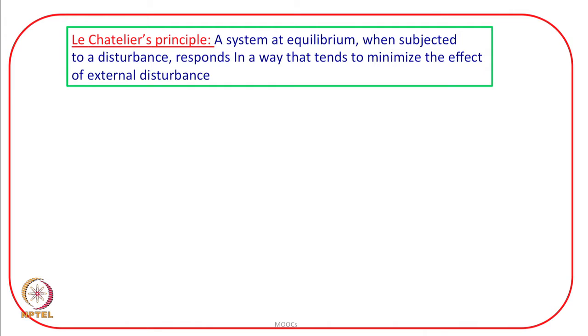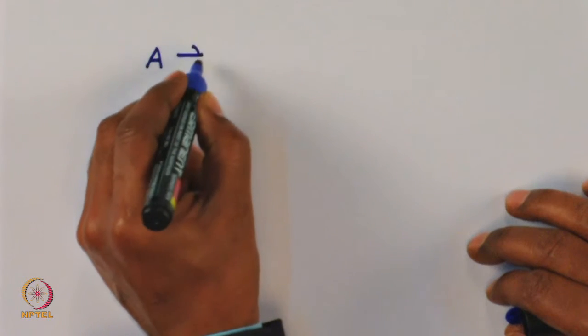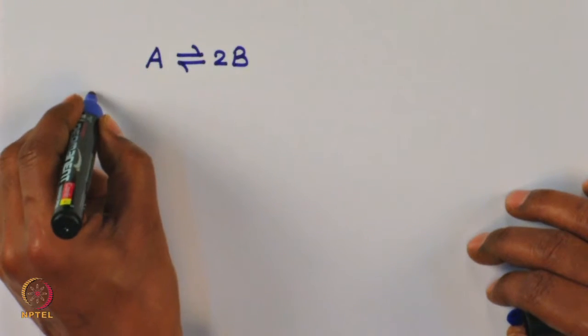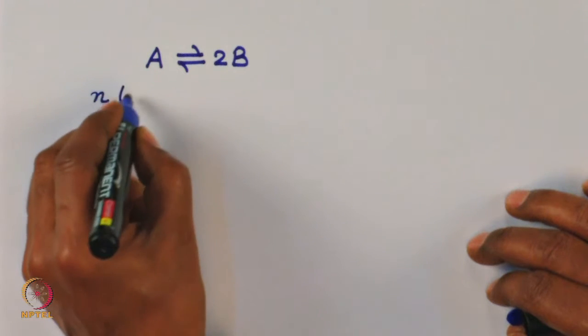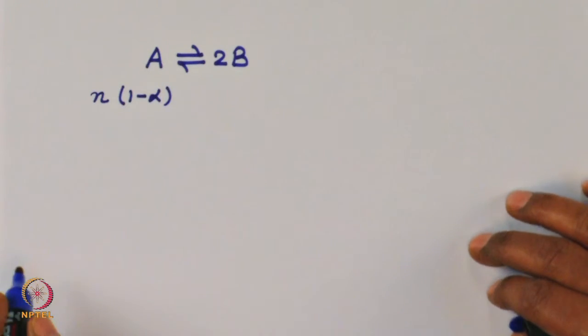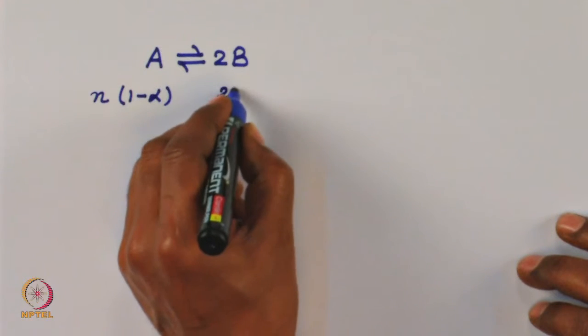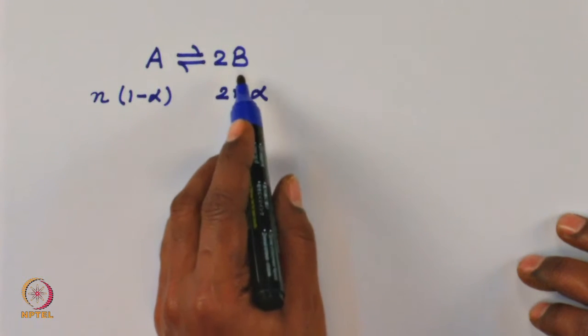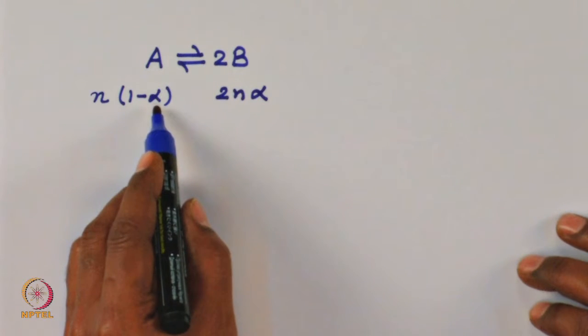Let us extend the discussion on the dissociation reaction which is under discussion. We are talking about A dissociating to 2B. And let us say we had n moles in the beginning and the extent of dissociation, or degree of dissociation, is alpha. So, at equilibrium we have 2n alpha moles of B and n into 1 minus alpha moles of A.